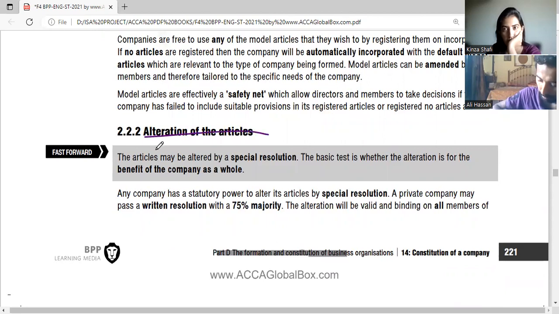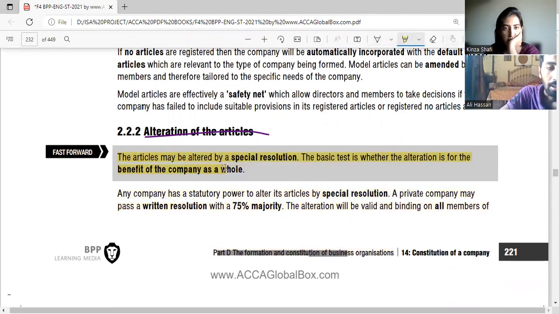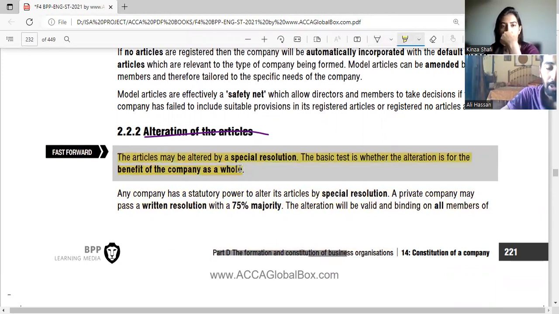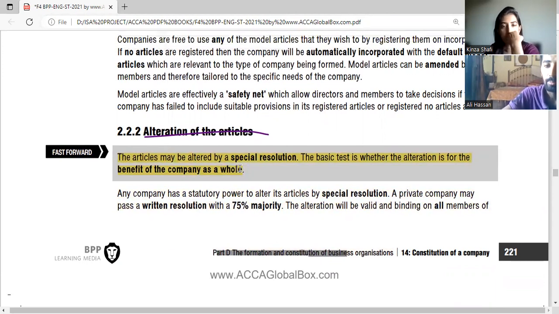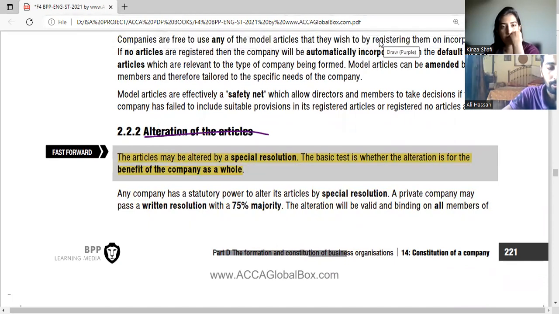Alteration of the articles. The articles may be altered by a special resolution. The basic test is whether the alteration is for the benefit of the company as a whole. So what are they saying? The articles may be altered by a special resolution.